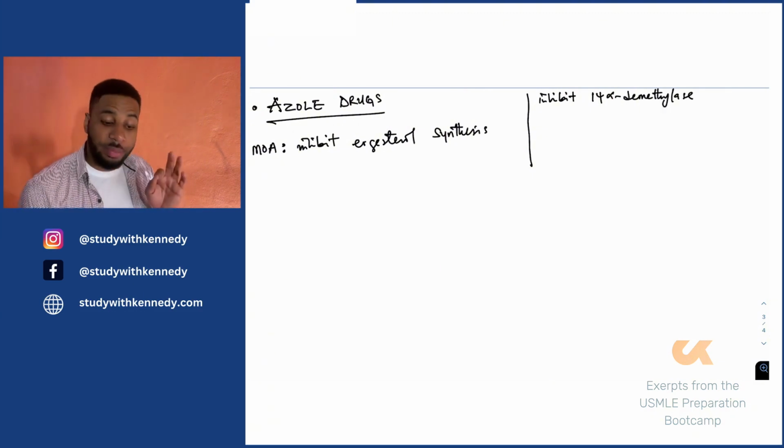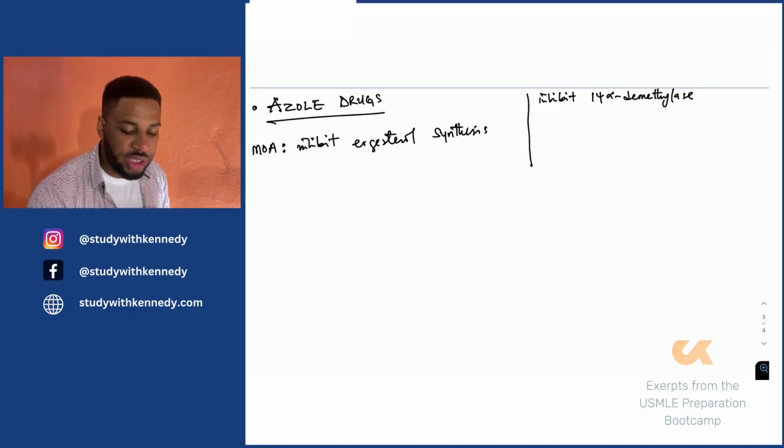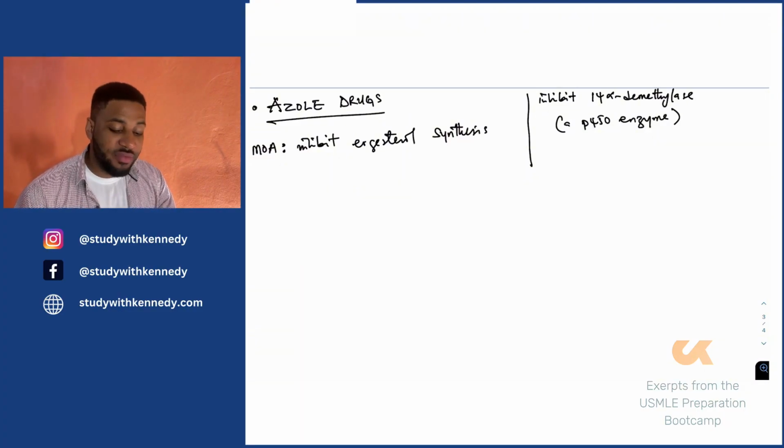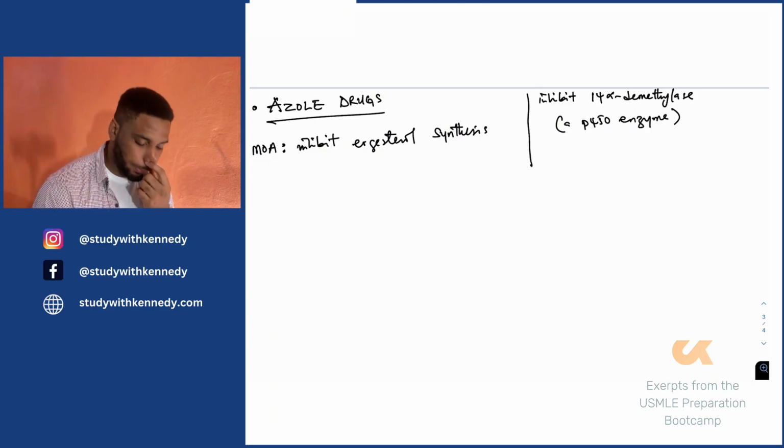And you want to also remember that 14 alpha demethylase is a P450 enzyme. So by default, your Azole medications are P450 enzyme inhibitors. They inhibit 14 alpha demethylase, which is a P450 enzyme. You want to remember that. There are several Azole medications. You don't need to memorize all of them. I don't think I know all of them myself.